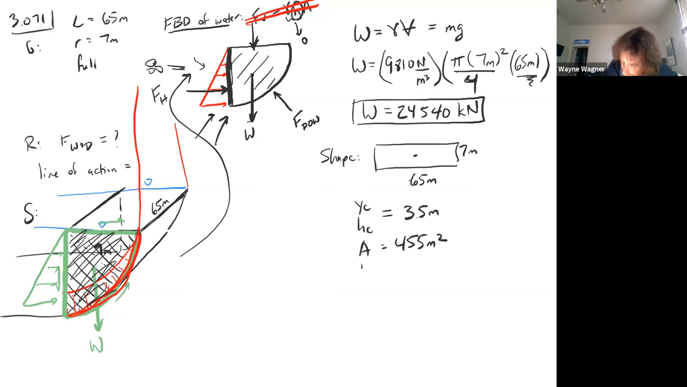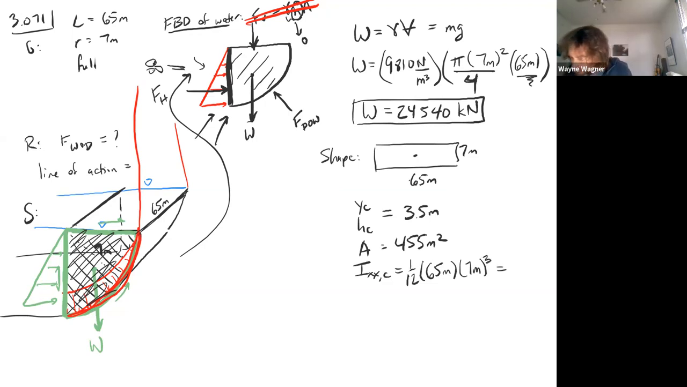455. And then the IXXC, by the way, that C just means that's the moment of inertia about the centroid of the shape. So it's 1/12 base times height cubed: 1/12, the base, 65 meters, times the height, 7 meters cubed. And of course they give us a 7 so that nothing is pretty. I guess it's good practice because nothing in the real world is ever pretty.